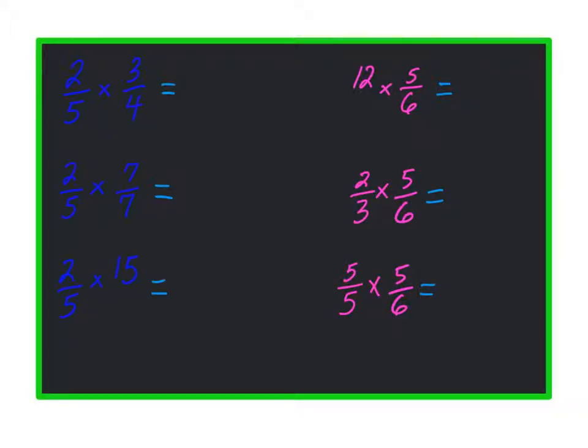Now, let's check out a few of these problems. So here I have 2/5 times 3/4. So what I'm going to do is, you can multiply straight across, and you get 6/20, or I can simplify that by dividing the top and bottom by 2, since they're both even, and I get 3/10.